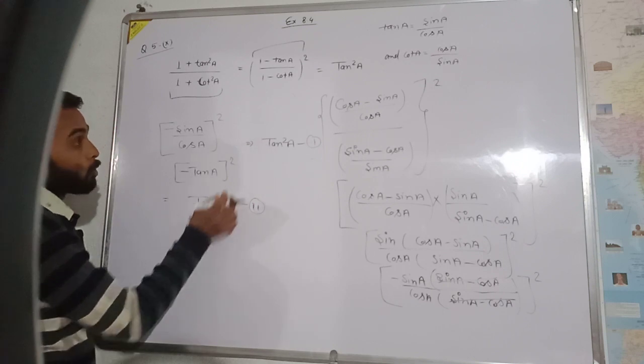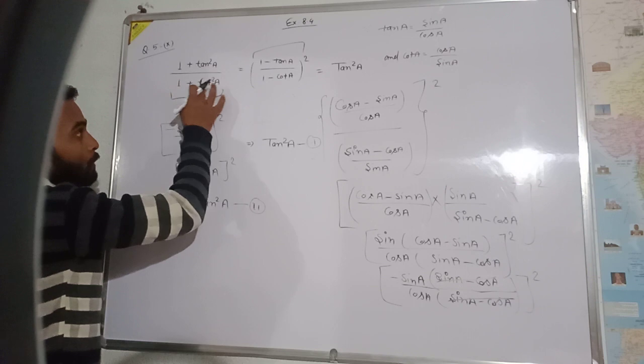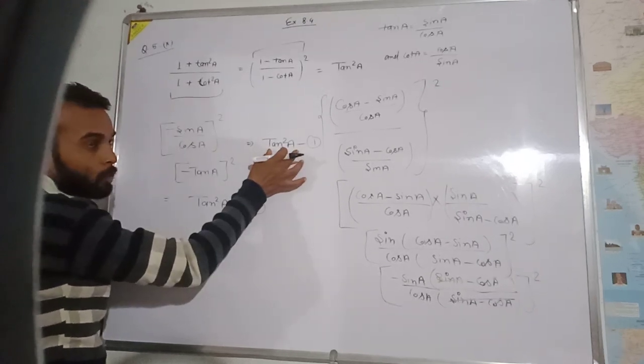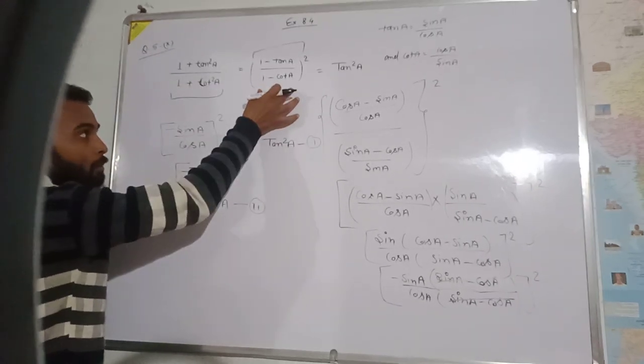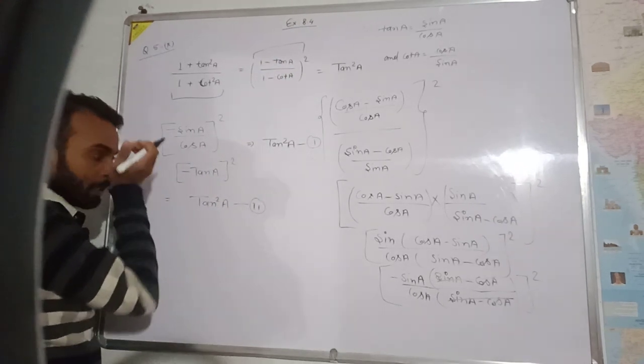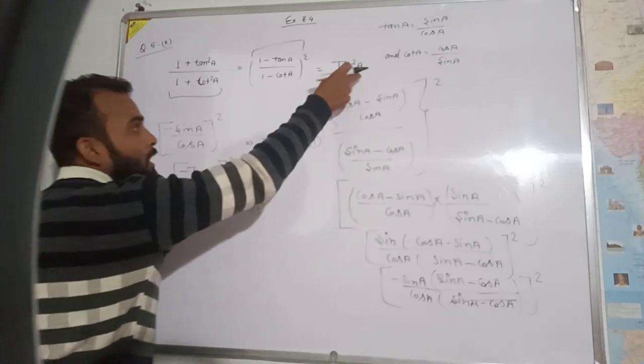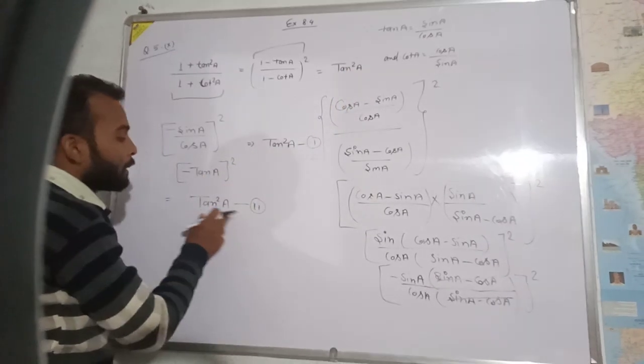So we have to verify: 1 plus tan square A upon 1 plus cot square A is equal to tan square A, and the whole square of 1 minus tan A upon 1 minus cot A is equal to tan square A, and this third is also written in the form of tan square A.